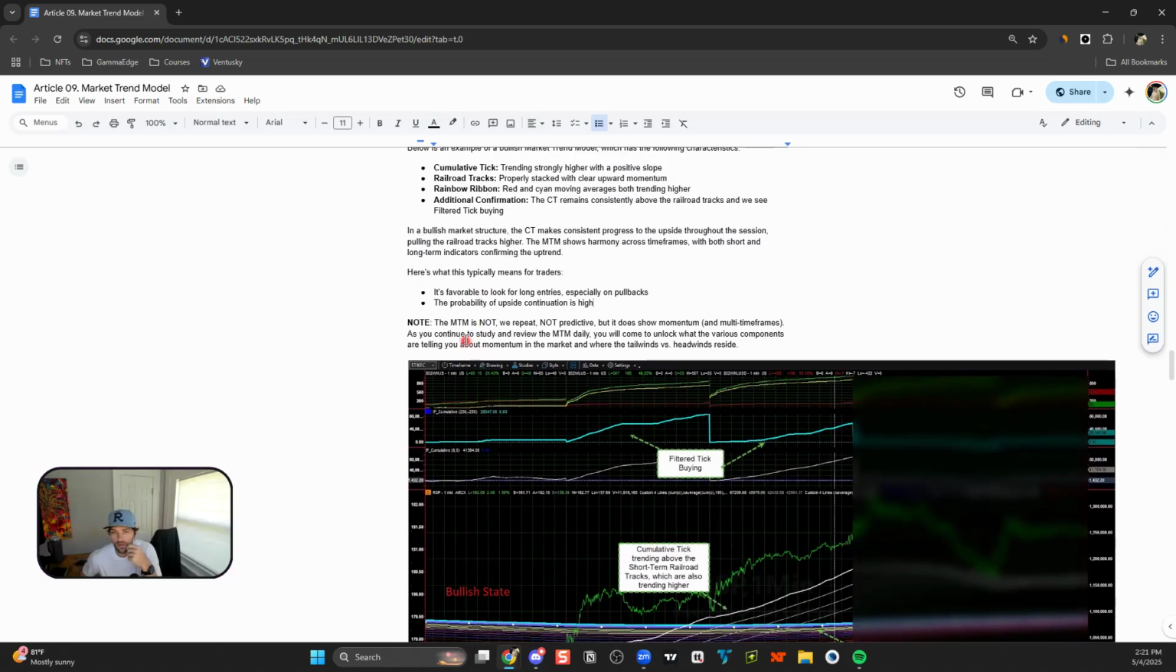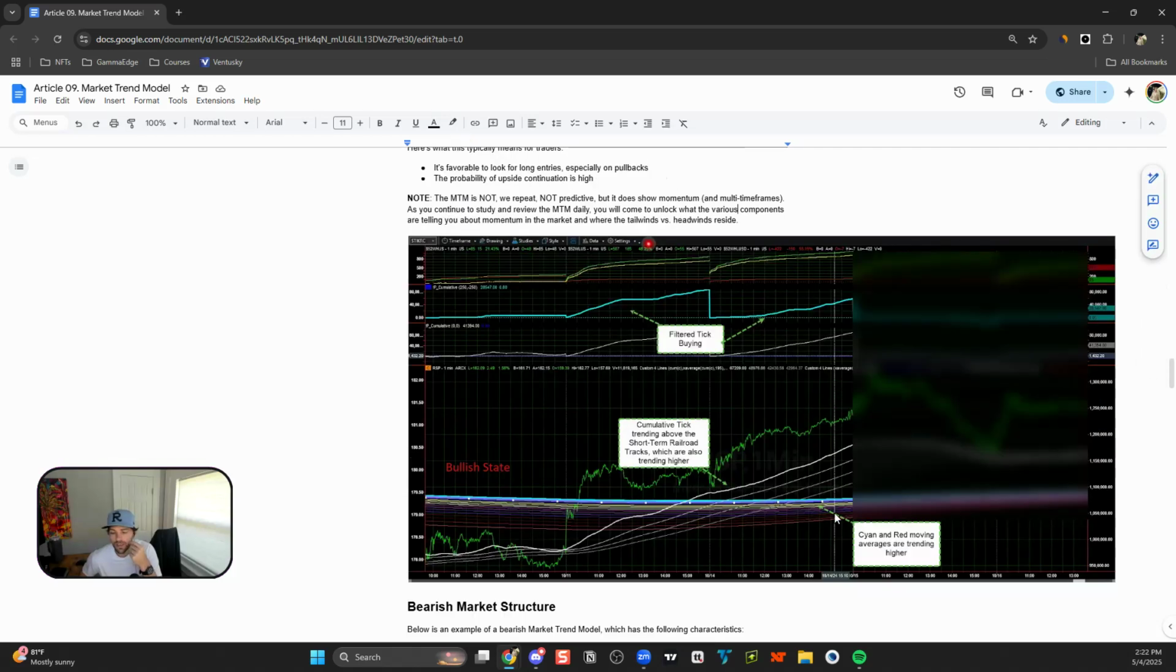One thing to note is that the market trend model is not predictive, meaning that just because it's a bullish structure, we're not guaranteed to go higher, right? That's an obvious statement if you've been trading for any point of time. However, it does show momentum, and this momentum on a multi-time frame basis. So as you continue to study and review the market trend model daily, you will come to understand and unlock what the various components are telling you about momentum in the market.